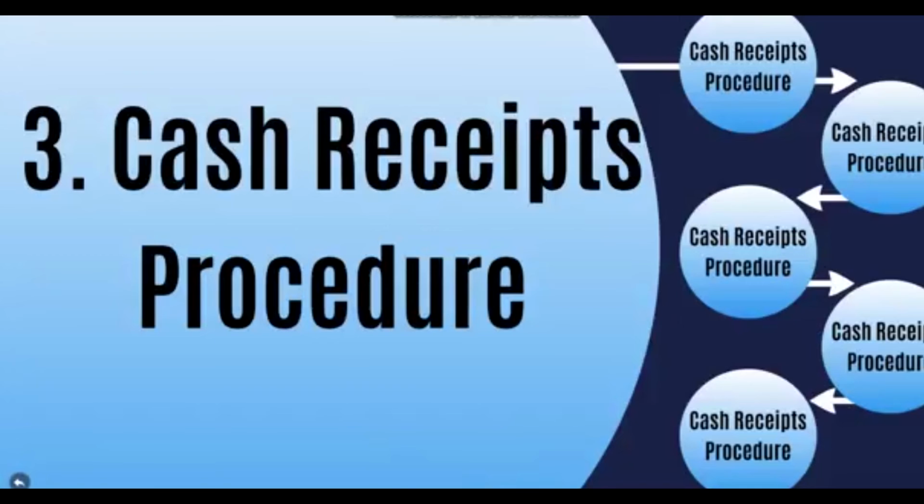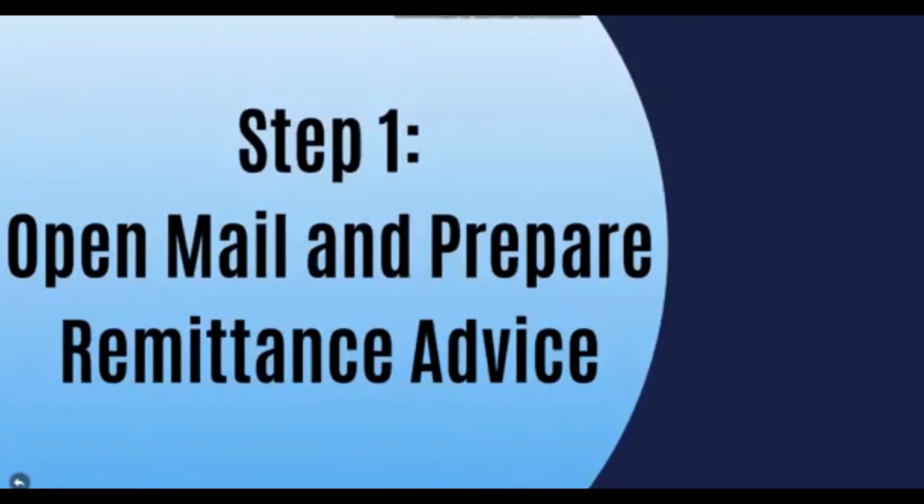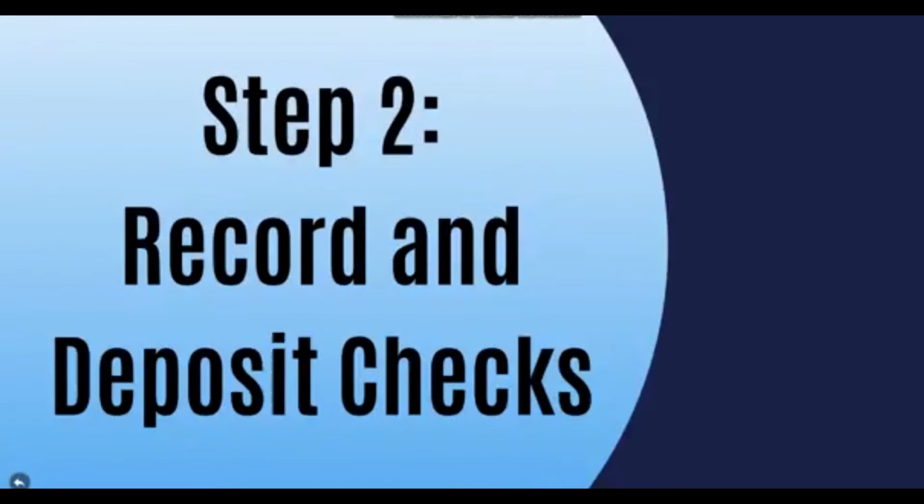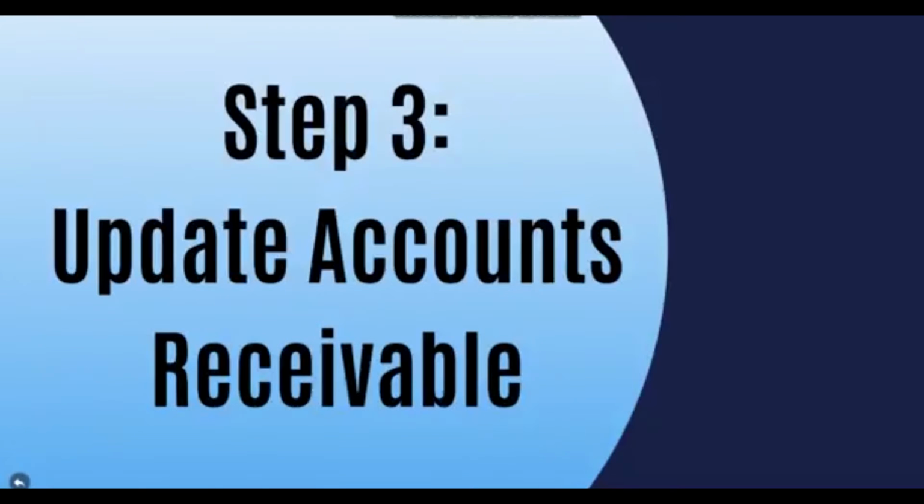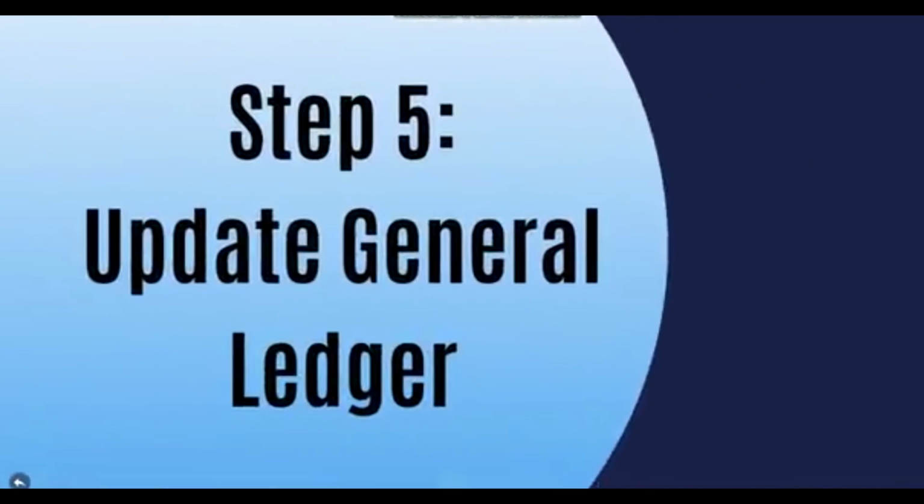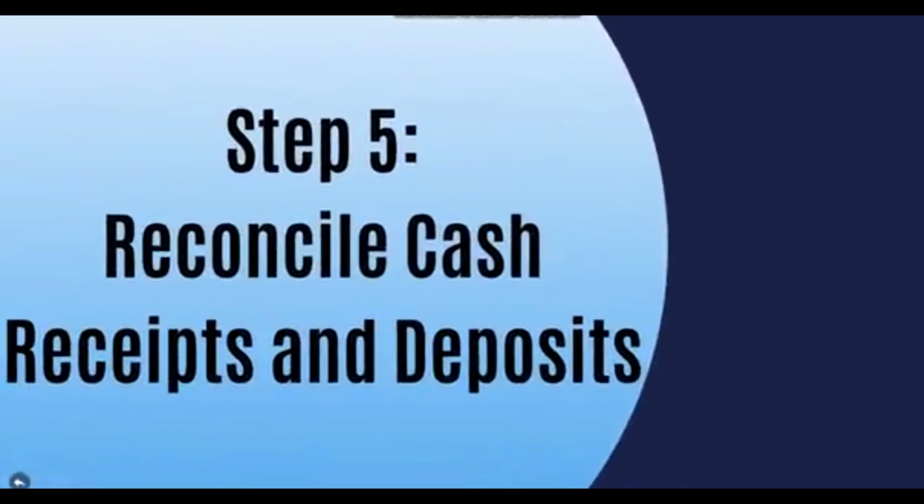And lastly, the third subtopic in revenue cycle activities is the cash receipts procedure, and the following are the steps that must be followed. Step 1. Open mail and prepare remittance advice. Step 2. Record and deposit checks. Step 3. Update accounts receivable. Step 4. Update the general ledger. And Step 5. Reconcile cash receipts deposits.